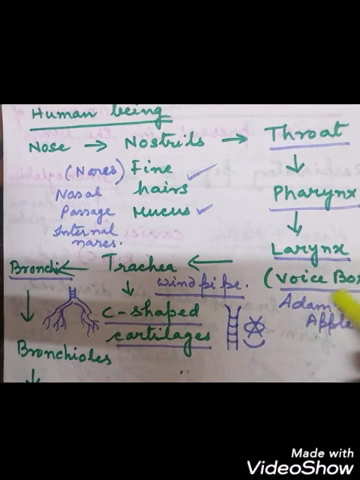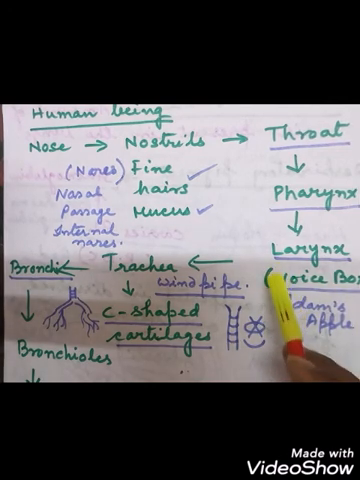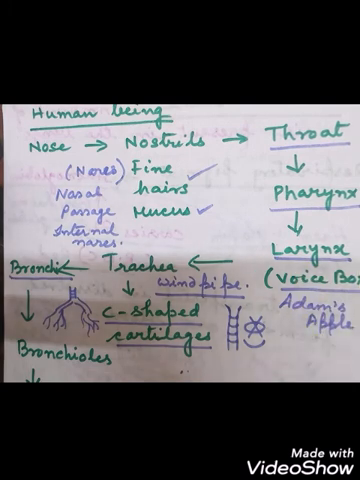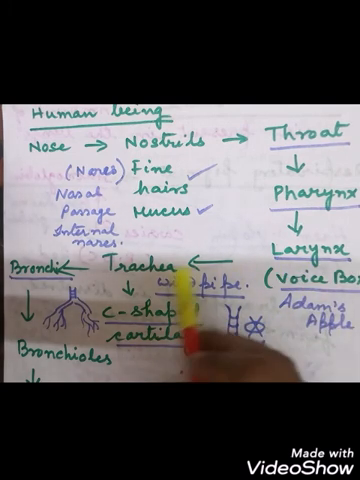Sometimes this larynx is developed very much in boys, and so it becomes like an apple. So it is called Adam's apple. And this is the voice box from which we generate sound. This leads to the trachea, or the windpipe.